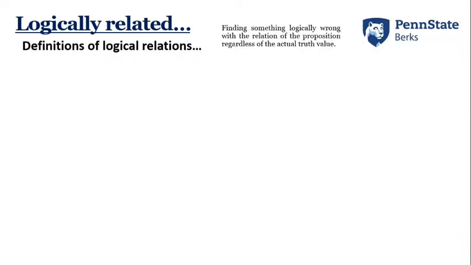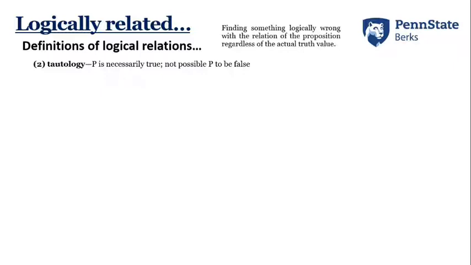Now, let's look at some of the definitions of logical relations. When we find something logically wrong with the relation of any proposition, and this is regardless of the actual truth value of that proposition. Now, I gave you one already, logical inconsistency, as far as a logical relation. Here's another one, a tautology. Now, there's tautologies that we're going to use here in logic, but there are also tautologies in grammar.